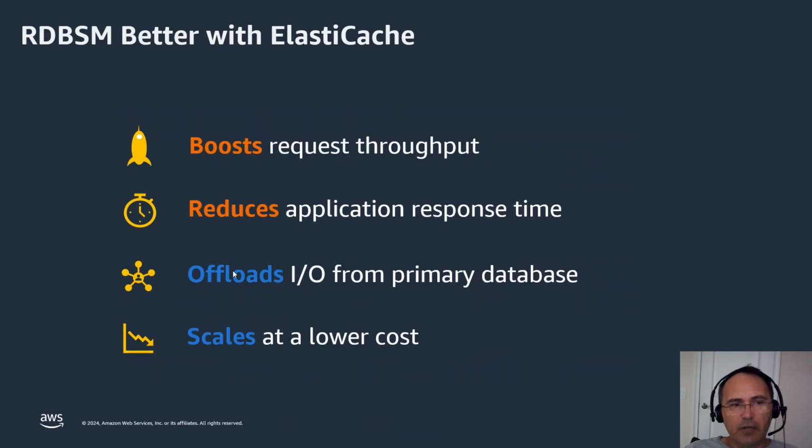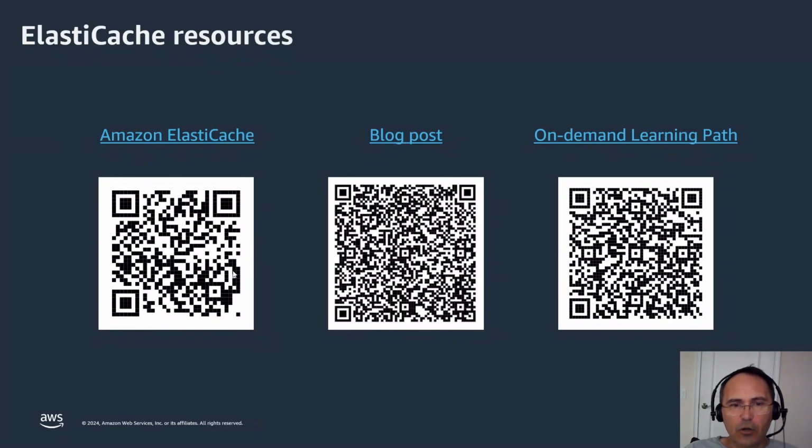So let's have a quick recap of the database workloads that can benefit from this. Well, you will have a boost in performance and a much lower application response time, as this last slide has demonstrated. The response time went down by 42%. You could offload all that I/O work from the primary database into a caching service and scale at a much lower cost. Here are some QR codes to read up more on Amazon Elastic Cache.